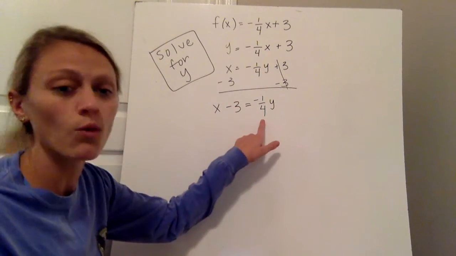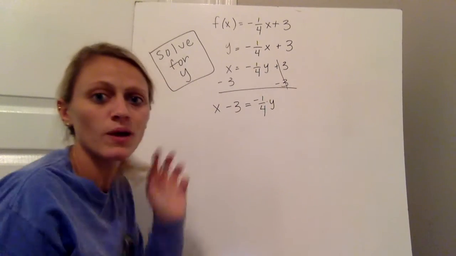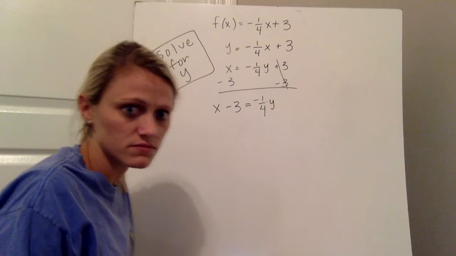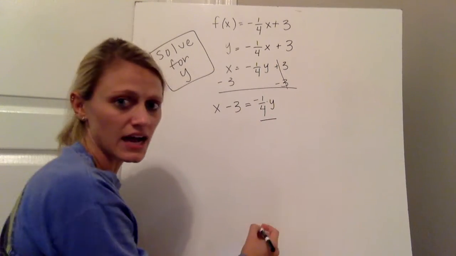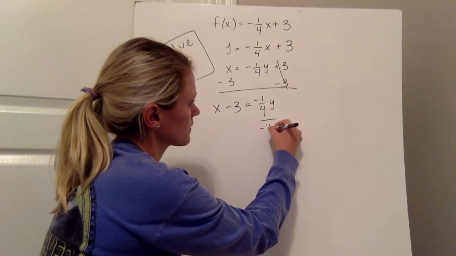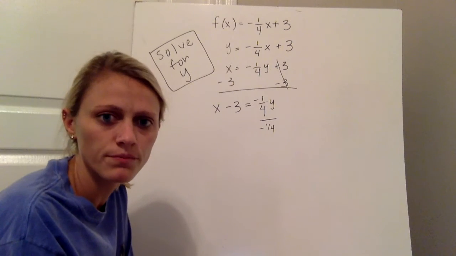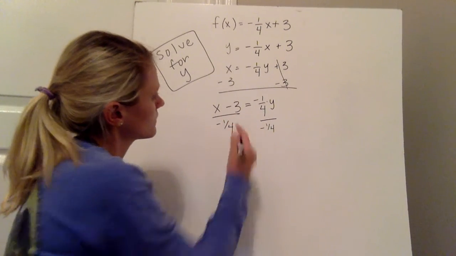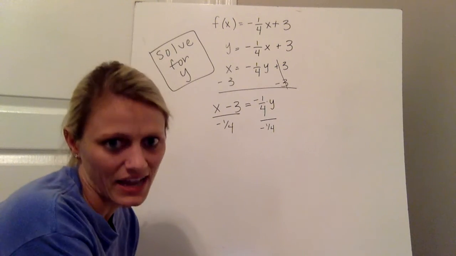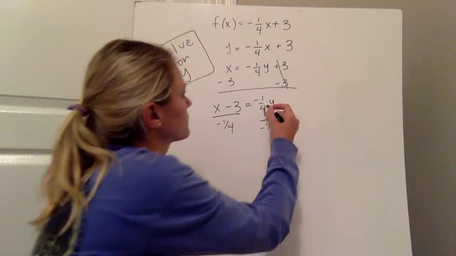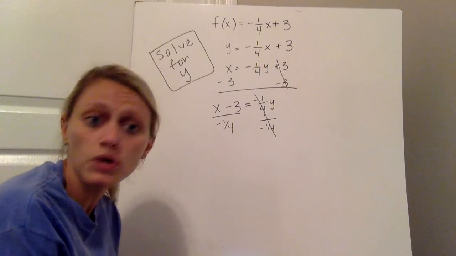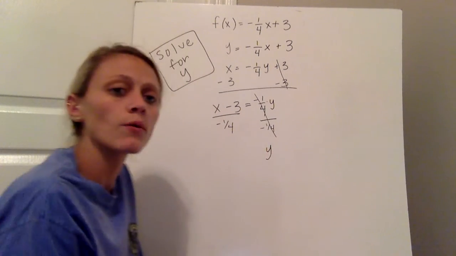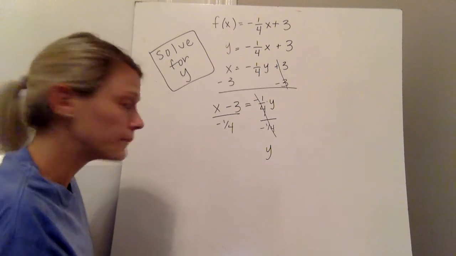Now we've got -1/4, and remember, that's being multiplied by y. The opposite of multiplication is just division. So I'm going to divide this side by -1/4, and then I can divide this side by -1/4. My fractions will cancel. -1/4 divided by -1/4, so I'm left with my y. That was my end goal.